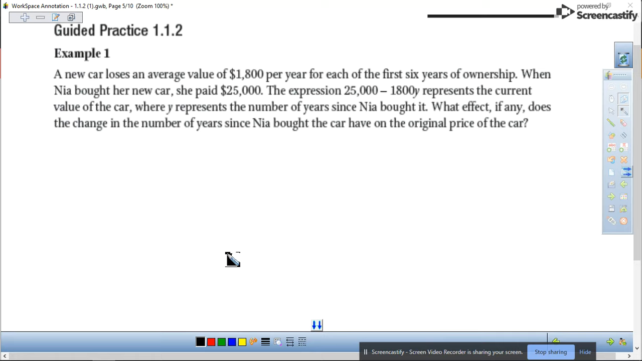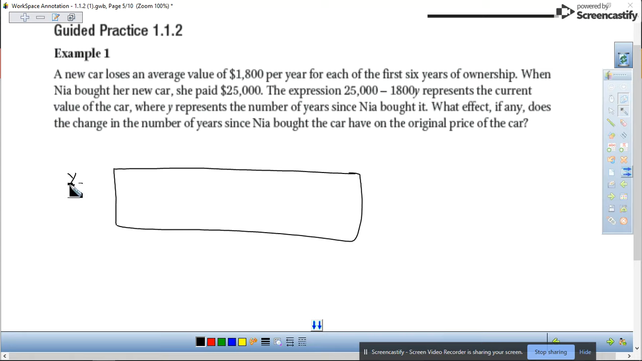What effect, if any, does the change in number of years since Nia bought the car have on the original price of the car? So it's a very specific question, and it's easy to get confused. So let's first pay attention to what's generally happening in this situation. So each year, I generally like to set this up in some sort of table.